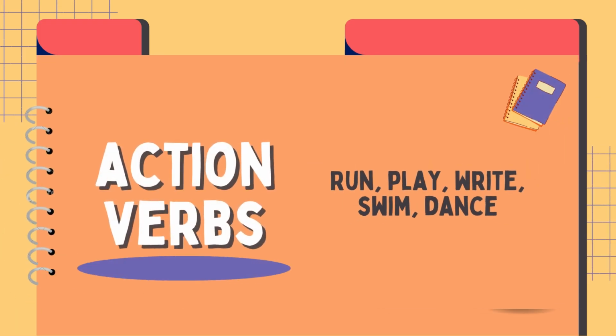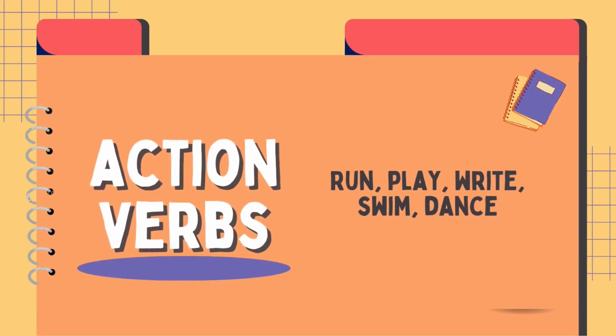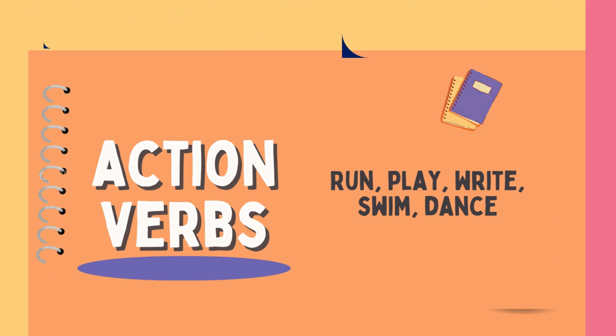Action verbs show what someone or something is doing. Run, play, write, swim, dance. For example, the boy plays basketball. The teacher writes on the board. These verbs make sentences lively because they show action.